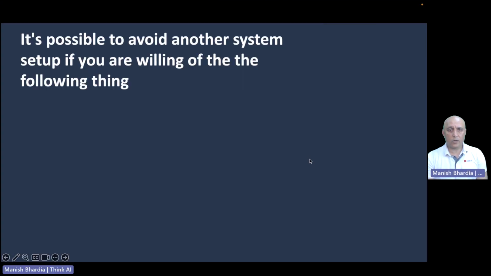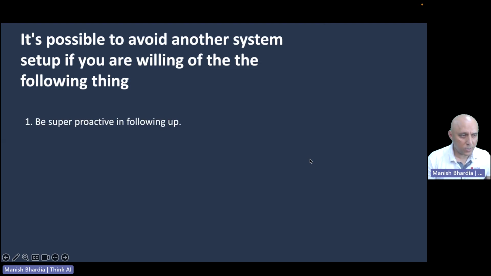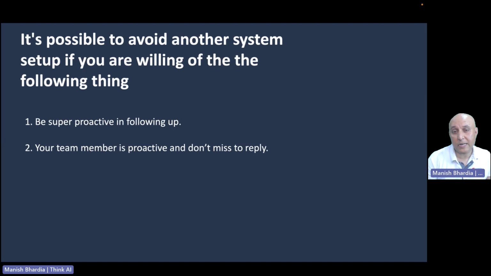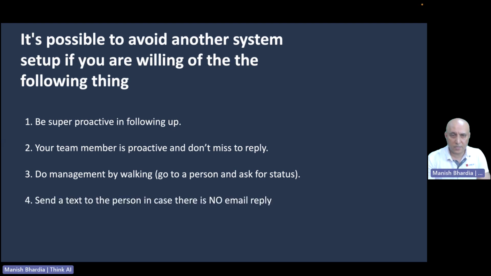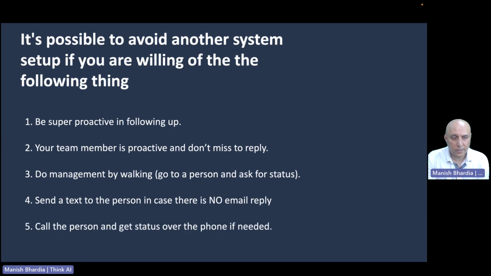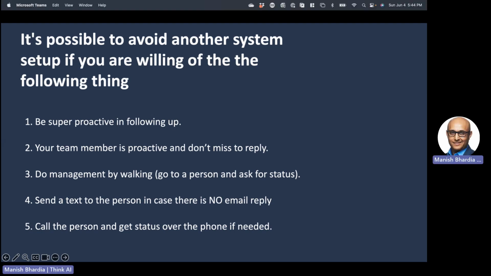And it's possible to avoid another system if you are willing to do one of the following things. I know there is a typo here. You can avoid it if you are super proactive in following up, and your team member is proactive and doesn't miss replying. You can talk to them in person. You can go to them and get the status all the time. You don't need to rely on the systems or the remote way of working. You can send a text message in case there is no email reply, and then you can call and get the status over the phone in case you need it, right?